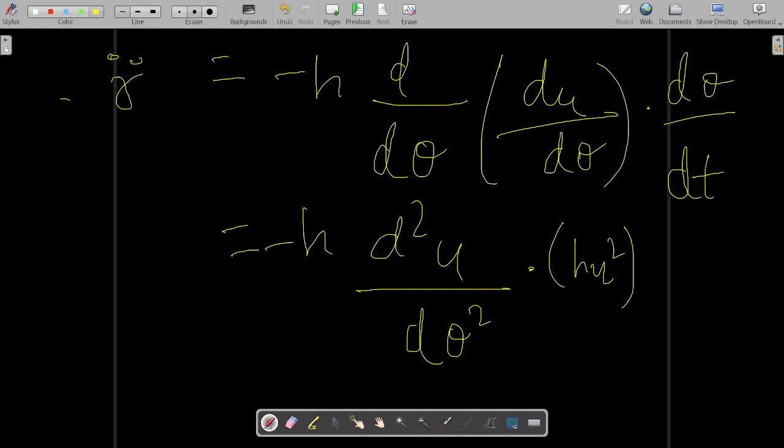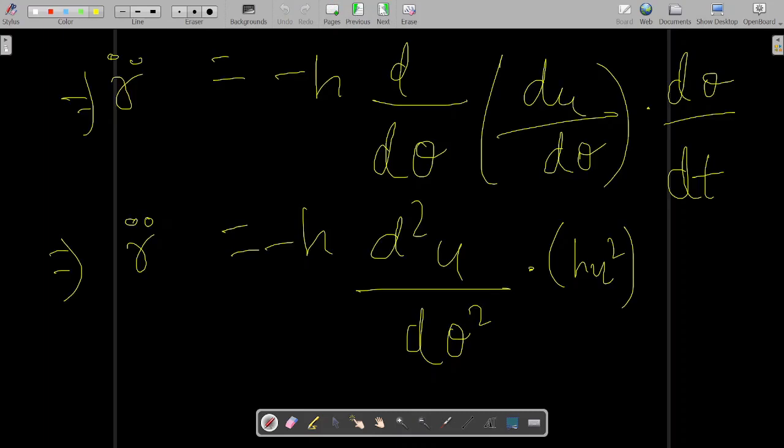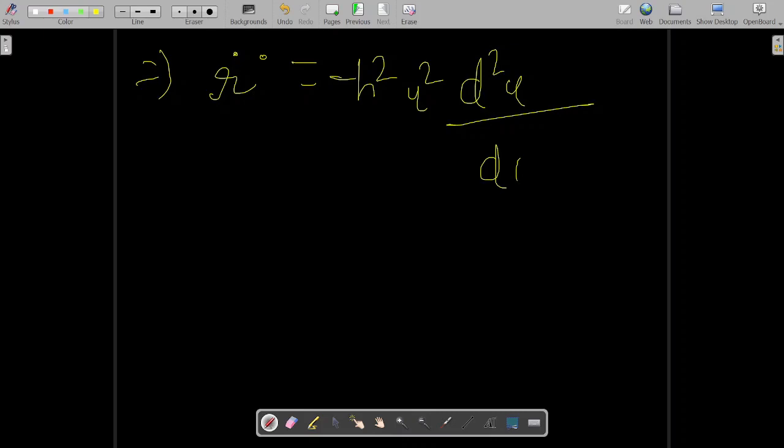Okay, this is all r double dot. So finally you get the value of r double dot. What will it be equal to? It will be basically r double dot is equal to minus h square u square d2u by d theta 2, right? This is your equation number 5.